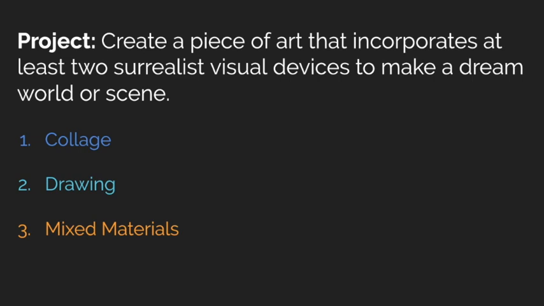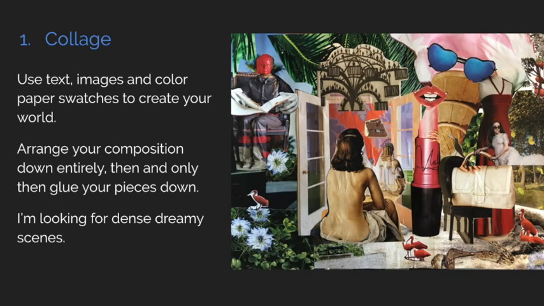So what the heck is our project, Miss O? So your project is going to be to create a piece of art that incorporates at least 2 surrealist visual devices, which shouldn't be too difficult, so at least 2, to make a dream world or scene. And you have a couple different options with materials because we all have different things. So your first is collage, the second is drawing, and the third is using mixed materials.